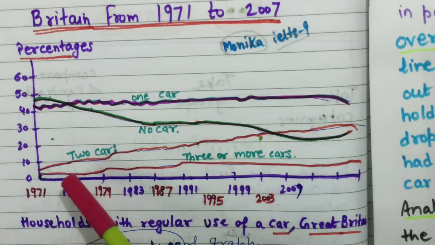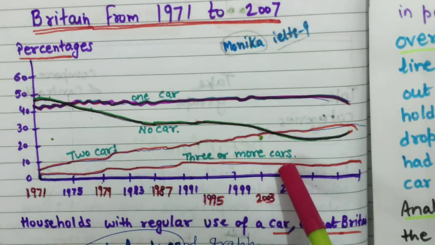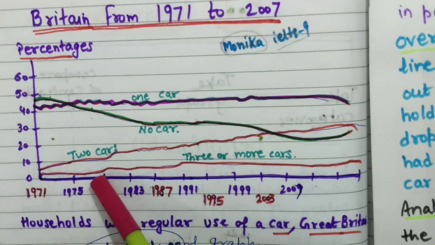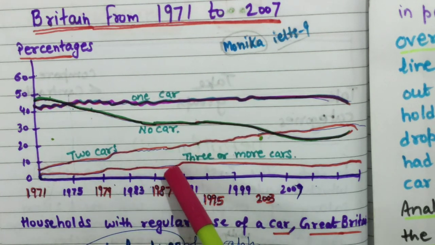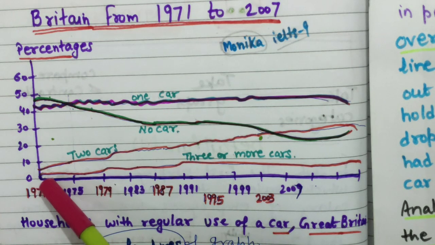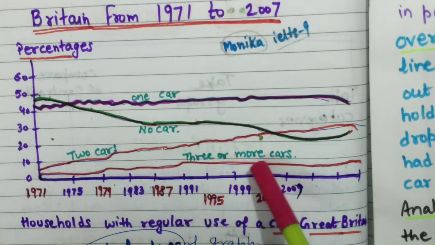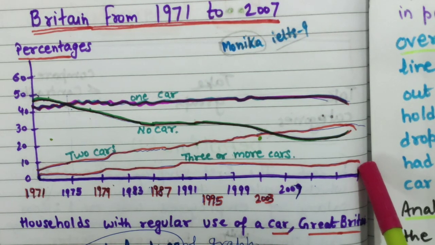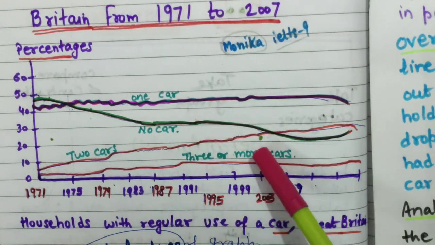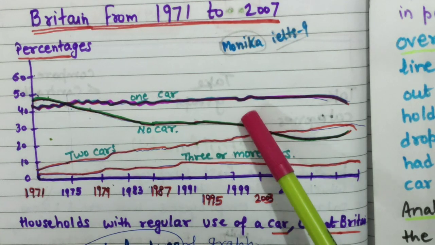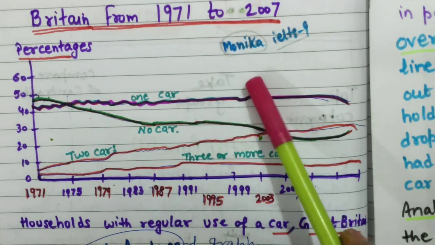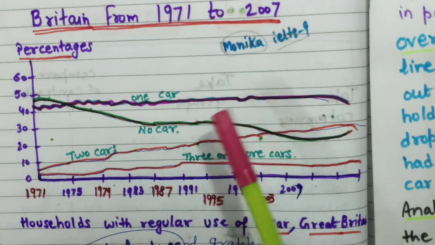Now it's going up. Now here you can see this 3 or more cars. So it is also going up, but not improved much. But yes, from around 0 it has reached almost around 8%. Okay, now we have analyzed these 4 line graphs. This is for the overall paragraph, what we have discussed.